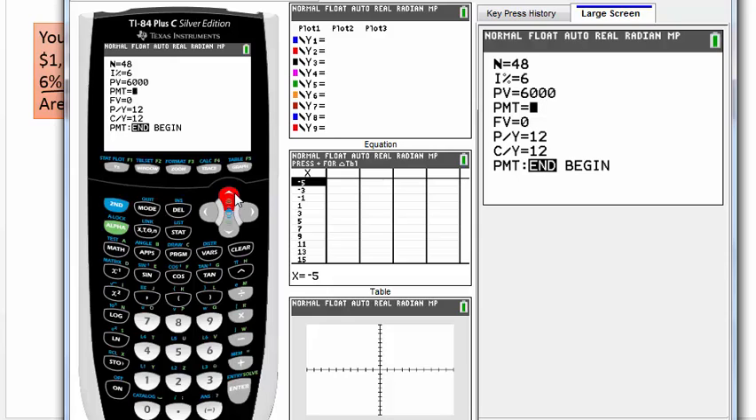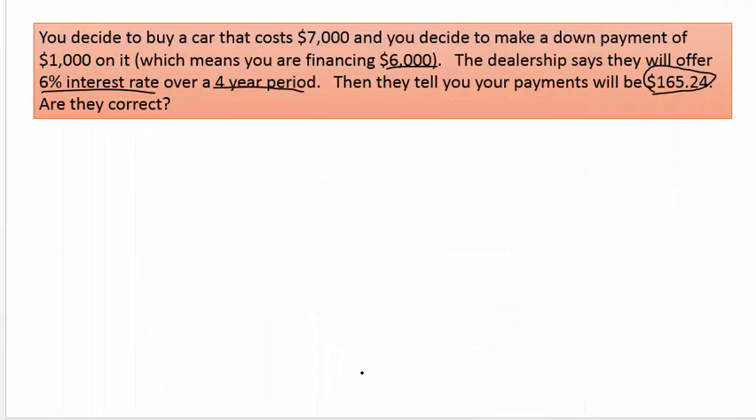Now, for payment, it might have some other number there. I have 0 there right now. To find your payment, you simply hit alpha, enter, because if you look down here, there's a green word solve right above the enter button. So alpha is the green button. Hitting enter gives you the solution. It solves it for you. And you can see the payment is $140.91. So take a look here. That particular auto dealership told you it was going to be $165.24 when in actuality it was $140.91, if I remember right. That's what it said.